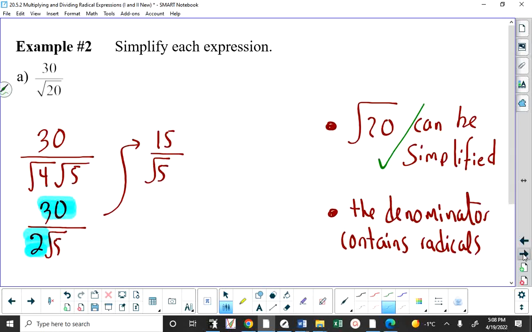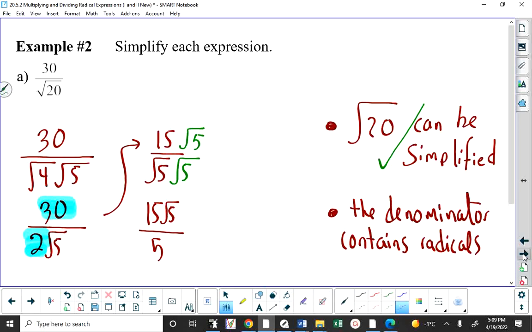That's done. But now I have to rationalize the denominator, which says I'm going to multiply the top and the bottom by the radical that I'm trying to eliminate, which would be root 5. When I multiply across the top here, I get 15 root 5. When I multiply across the bottom, root 5 times root 5 is simply 5.